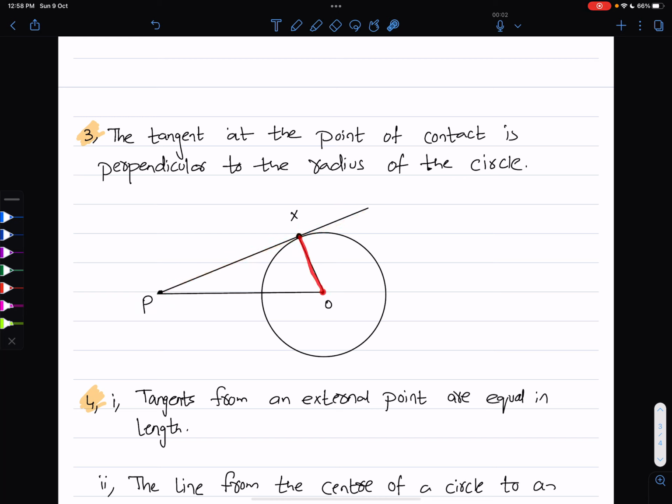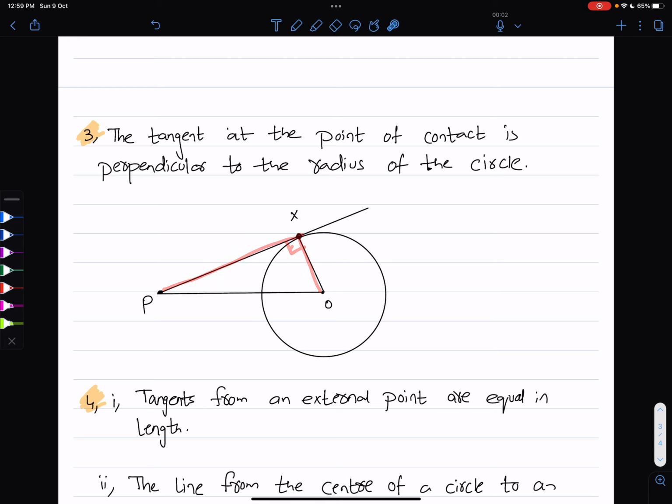OQ is your radius of the circle. PX is a tangent line. The property says that the tangent and the radius are going to be perpendicular, meaning this angle is going to be 90 degrees, hence making OXP a right angle triangle. So all the properties of a right angle triangle are applicable. Pythagoras theorem or trigonometric ratios will help you solve for the missing values. So you need to remember this property: the radius and the tangent line will always be perpendicular.